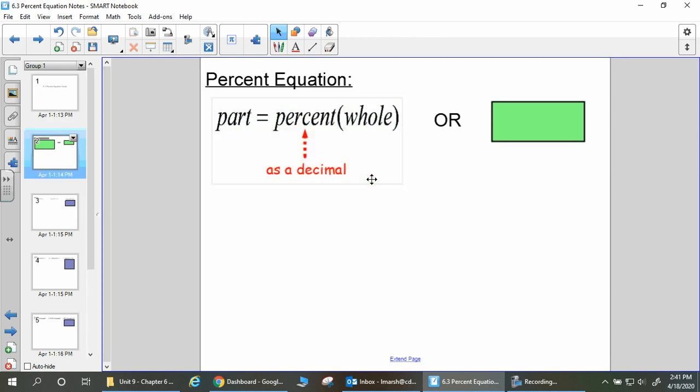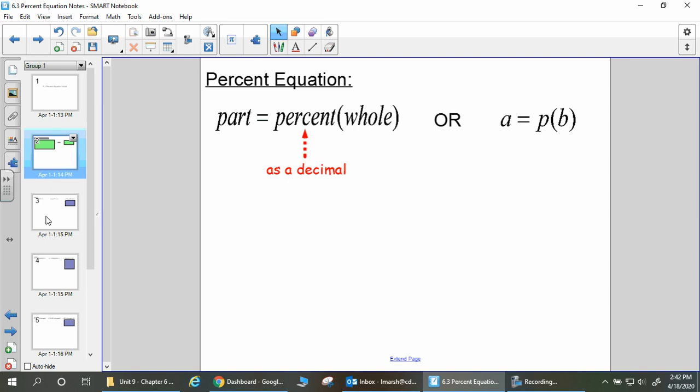The percent equation is that the part equals the percent times the whole. The key here is our percent has to be written as a decimal, not as that whole percentage that they tend to give us. And just like with the proportion, we can use the same letters: A equals P times B. Really, this is what you would get when we cross multiplied, except there's no 100 because we're going to make that percent into a decimal.